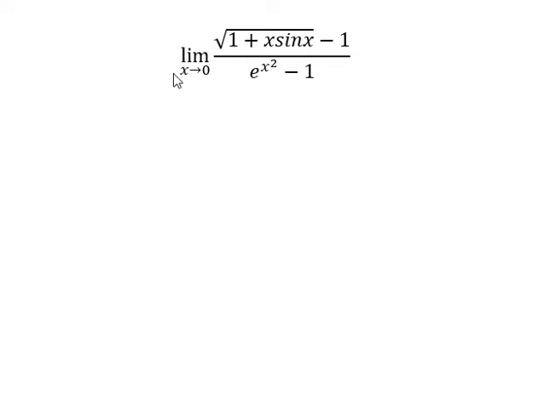The topic today is about limits. Now I want to show you how to answer. If I put number 0 here and here, we have 1 minus 1, which is 0. This one also gives 0. So we have 0 over 0, so we can use L'Hôpital's rule.